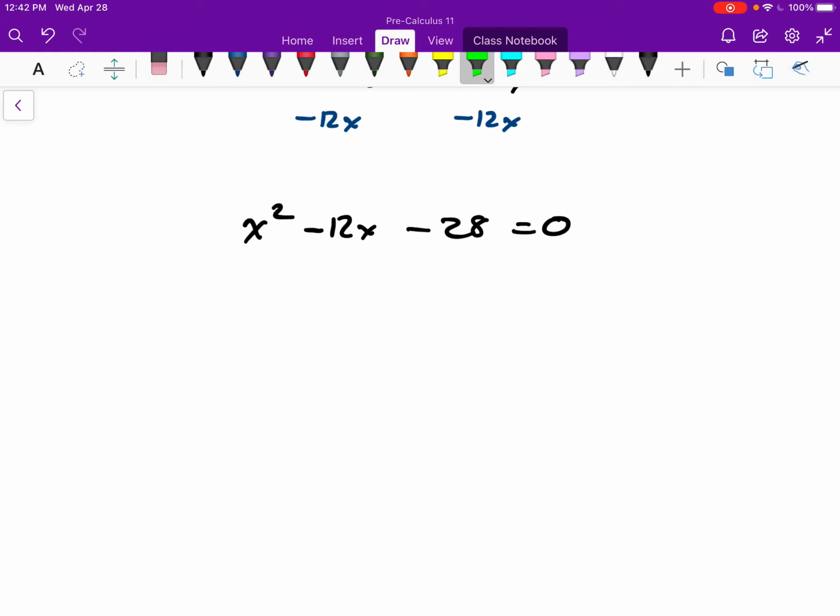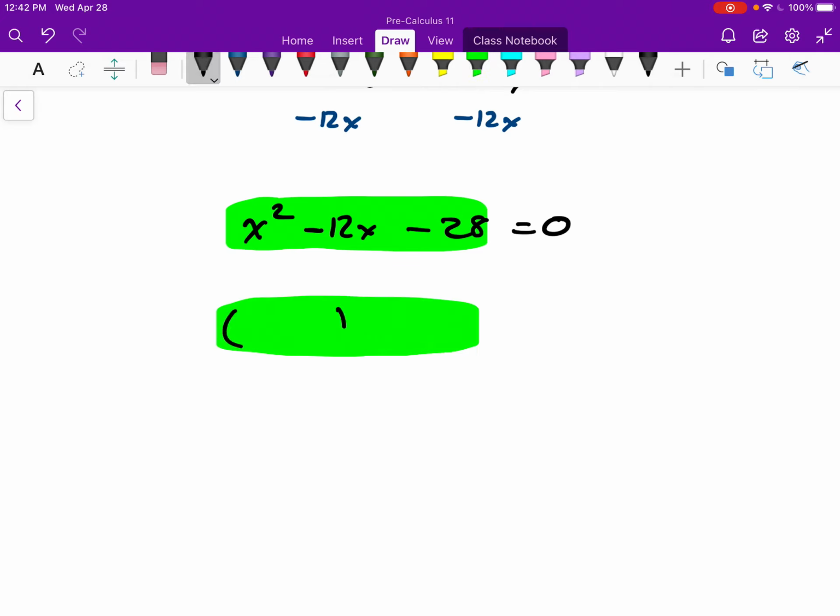Well, my first hint, if you would like a hint, is that factoring is going to be helpful. And the fact that it equals 0 is helpful as well. So let's factor this. What are two numbers that multiply to negative 28, but add to negative 12? It may seem like you can't do it, but you can with negative 14 and positive 2. So how does it help me, though?